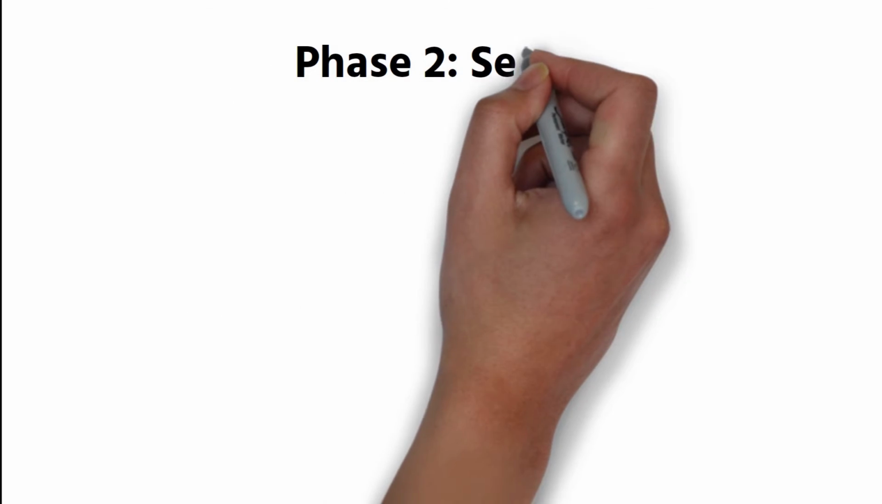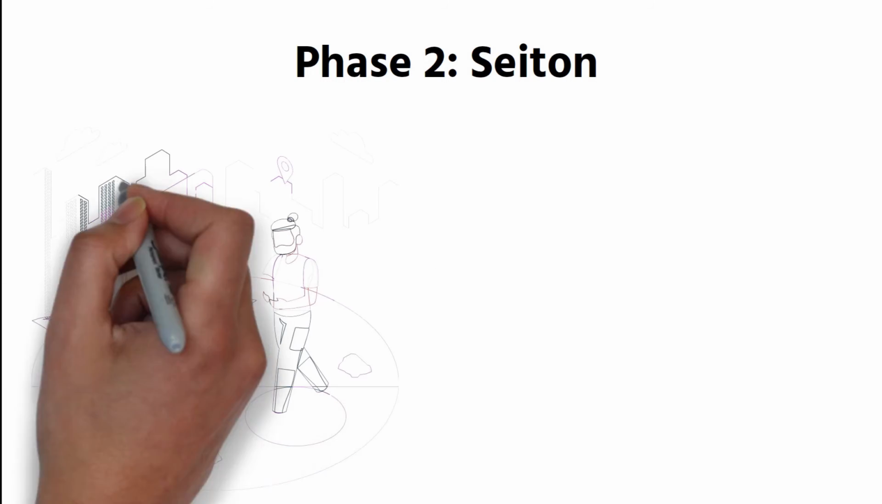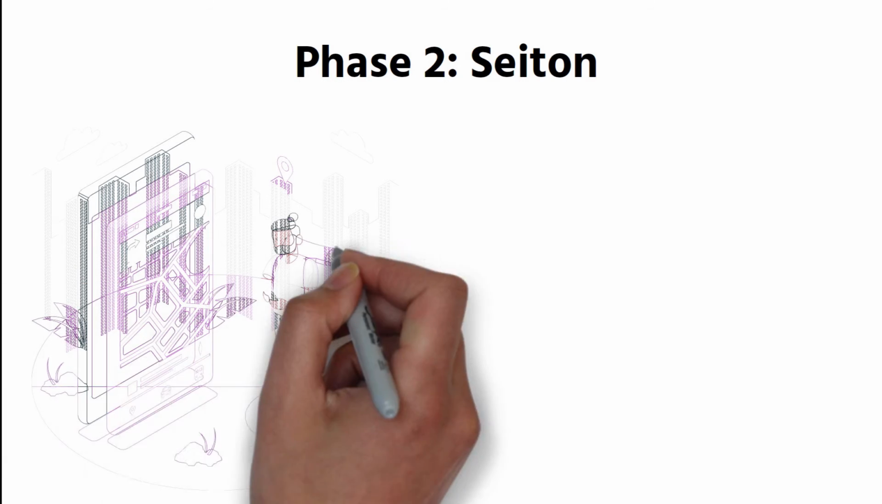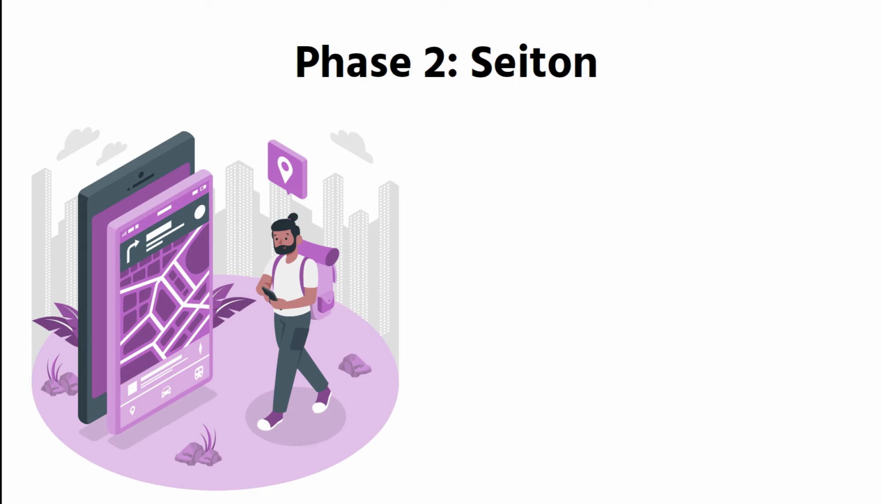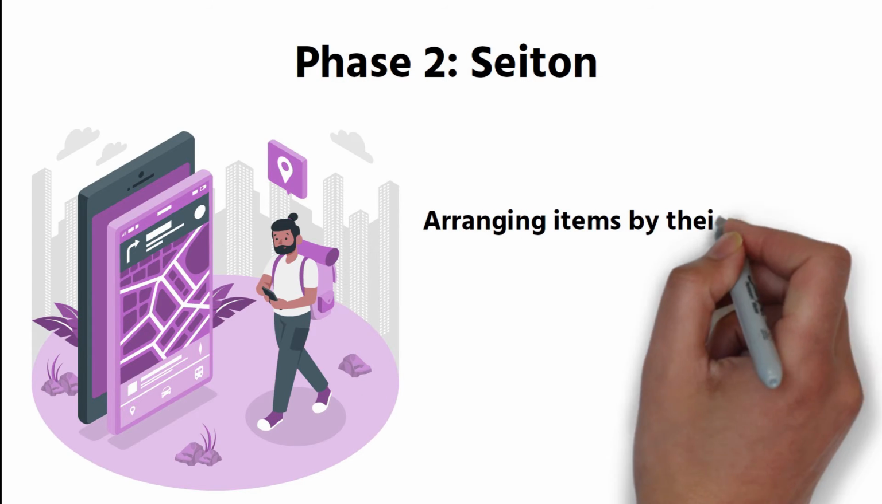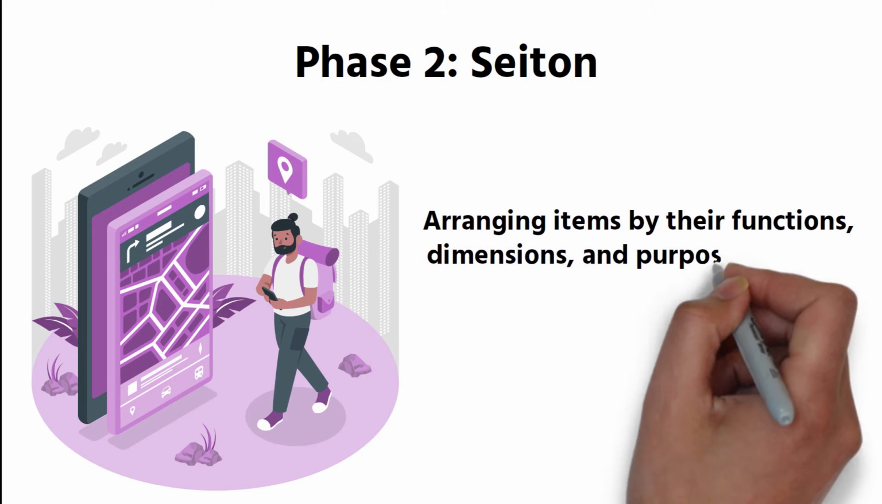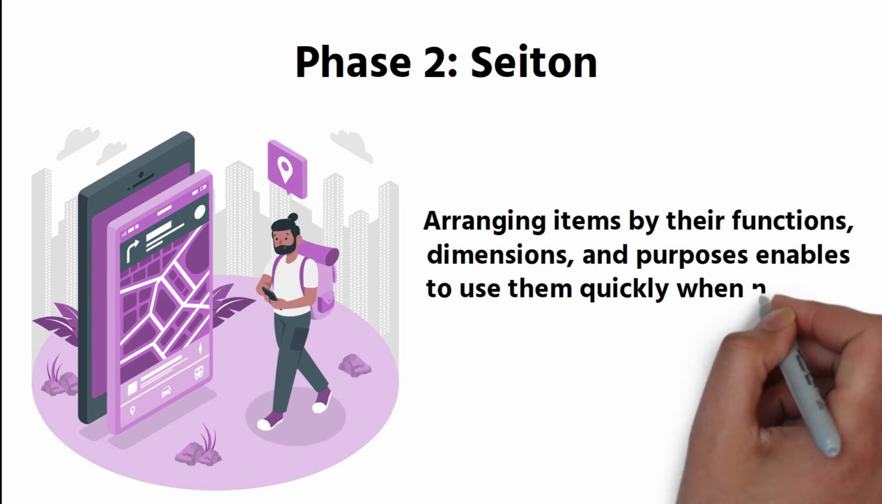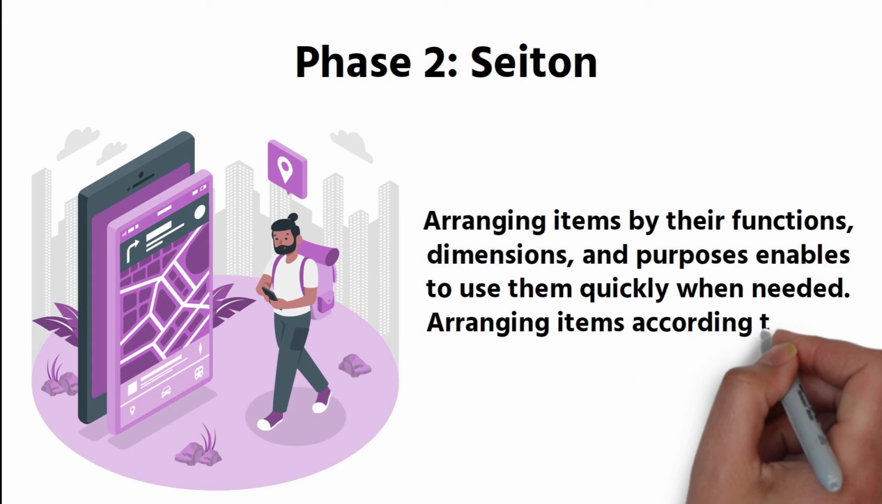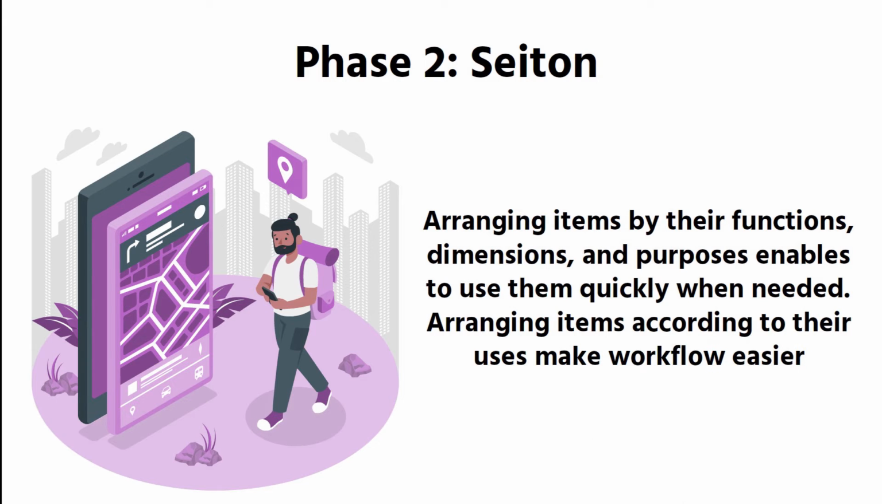Phase 2, Seiton. Seiton, straighten or set in order, represents arranging items and identifying their locations so that it will be easy to find and use them when needed without wasting time. Arranging items by their functions, dimensions, and purposes enables you to use them quickly when needed. Arranging items according to their uses makes workflow easier.